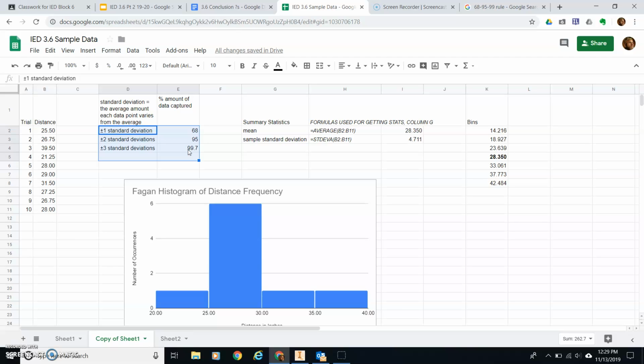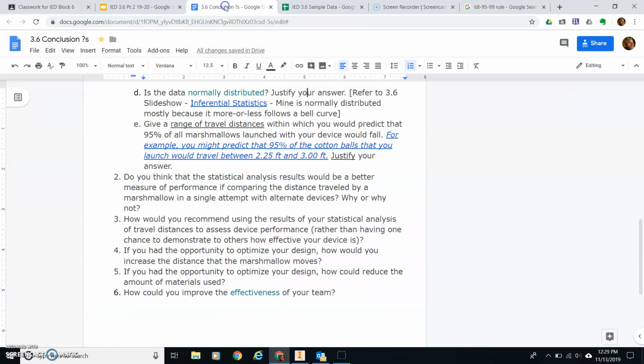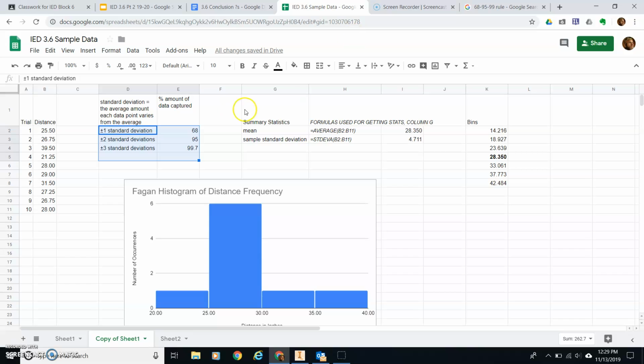All right, and for question 1E, it's asking how would you predict where 95% of all your marshmallows launched would fall. All right, so taking standard deviation, we can predict that kind of data just by starting with the mean and adding and subtracting 2 standard deviations away from it. That would be the range where 95% of my marshmallows would fall. So for me, it's going to be from here all the way to there.